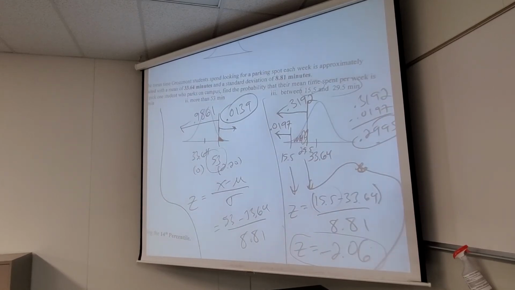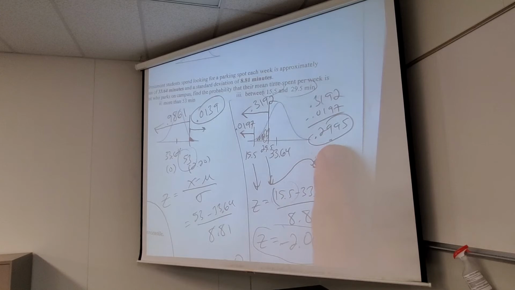Can z-scores be negative? Yes, because they are distance from the mean, and so negative just means it's below the mean. These can't be negative because they represent areas, probabilities. Okay.